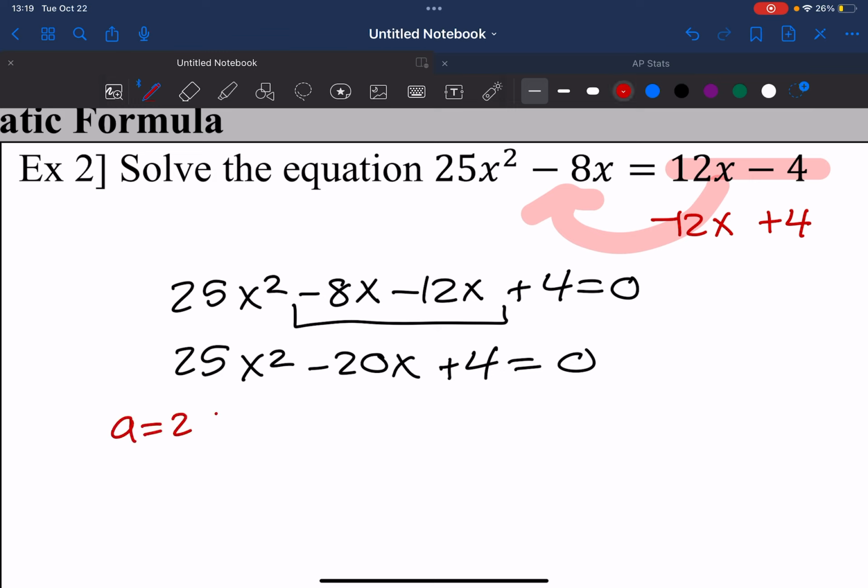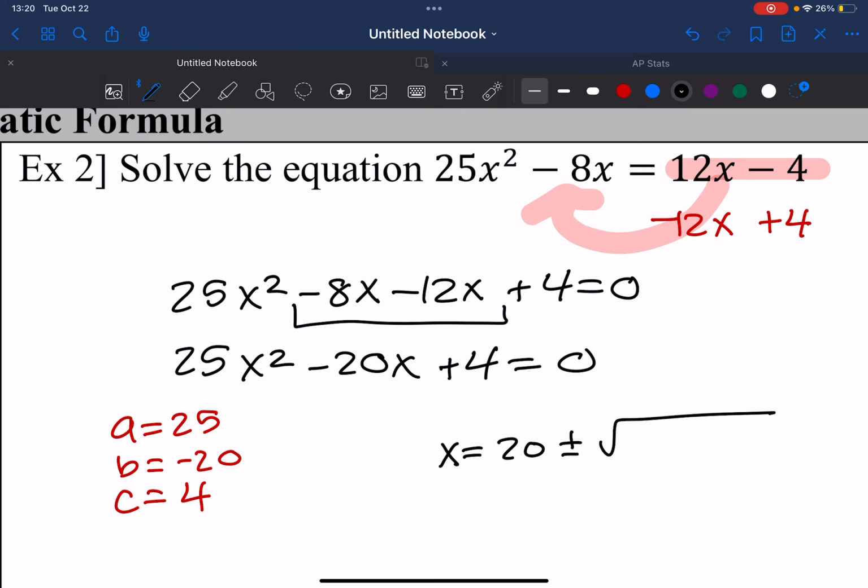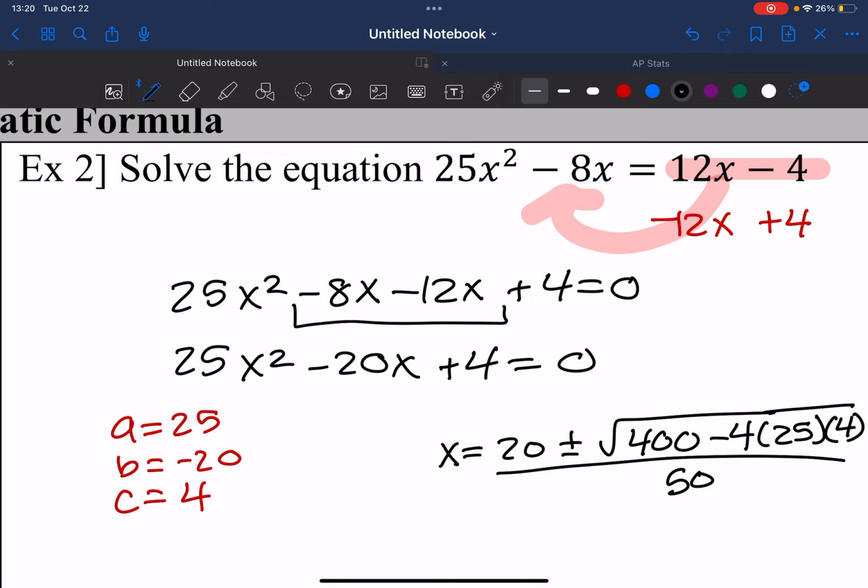Now I can label my A, B, and C. So my A is 25, my B is negative 20, and my C is 4. So plugging everything into the formula, I get x is equal to negative b. Since b is already negative, I'm going to put a positive 20 plus or minus the square root of b squared. So negative 20 squared is 400 minus 4 times a, which is 25, times c, which is 4, all over 2 times a, which is 50.